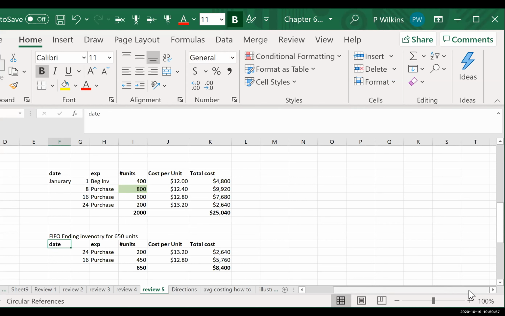All right. So now we're going to go to number 2. And number 2 says, compute the ending inventory using the weighted average cost method if 650 units remain on hand at January 31. Now remember, the weighted average has nothing to do with the direction sheet, right? The weighted average only has to do with figuring out the average cost per unit.